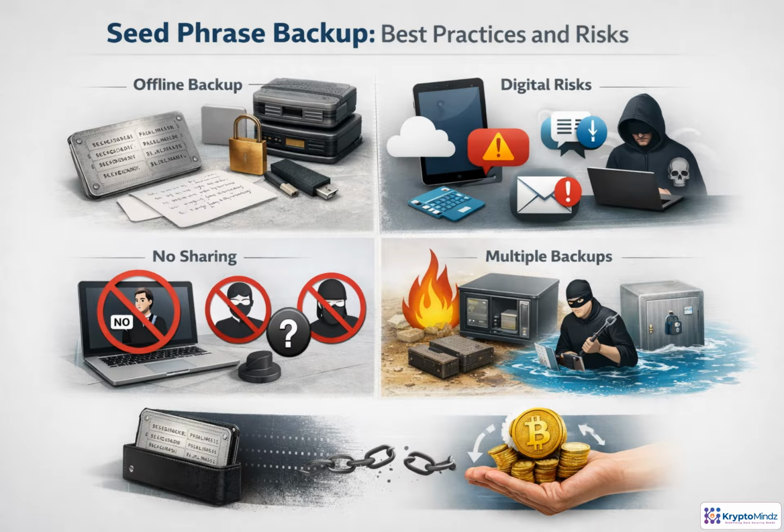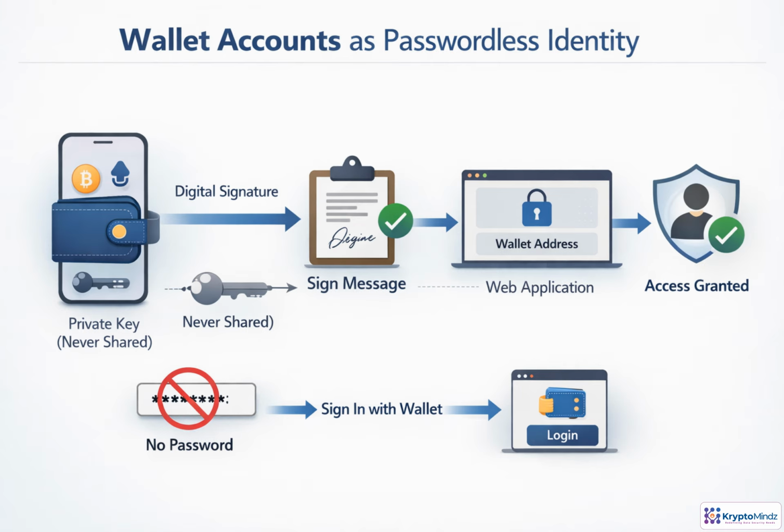A wallet can also work as an identity tool. Instead of sending a password, an app sends a one-time challenge. The wallet signs that message with the private key, while the key stays inside the wallet. The app verifies the signature against the wallet address. If it matches, the address becomes the user's identifier, and a normal session can begin. This is the core of sign-in with wallet.